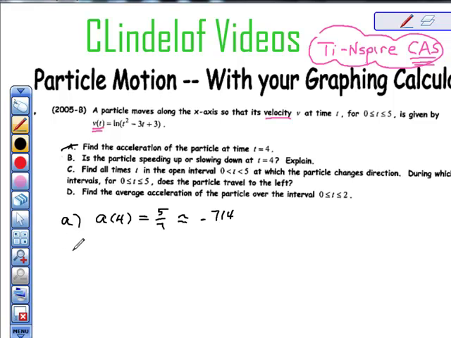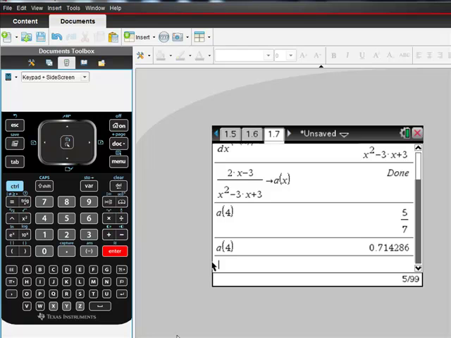Now B: is the particle speeding up or slowing down? And then it says explain. This is really important. So I'm going to go to problem B. Okay, B. So we know that a of 4 is greater than 0. Now the question is v of t. So let's see what v of 4 is. I'm going to go back to the calculator and put in v of 4.